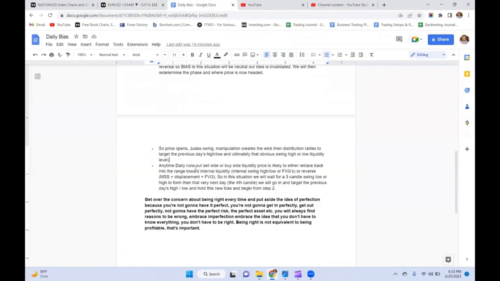Now, anytime daily runs out sell side liquidity, price is likely to either retrace back into the range toward internal liquidity, which is like an internal swing high or low, or fair value gaps, or it's likely to reverse, which is going to be a market structure shift with a little bit of displacement, or maybe an order block or with the fair value gap. So in this situation, we will wait for a three candle swing low to form. Then that very next day, which is a fourth candle, we will go in and target the previous day's high or low, the previous day's high in this case, and hold this new bias and begin from step two.